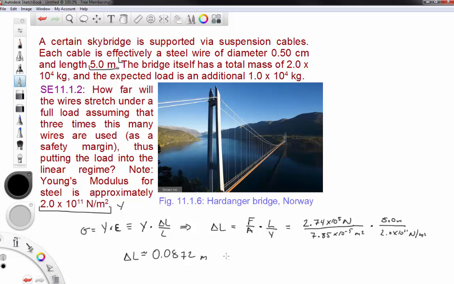So therefore, our change in length for the wire is 0.0872 meters. And actually, if we round that off, it'd be 0.087 meters, or 8.7 centimeters. So that's actually a fairly substantial amount of stretching. You could actually notice that amount of stretch, although, again, as a fraction of the total length, that's relatively minor. It's maybe about 2% of the original length of the wire.